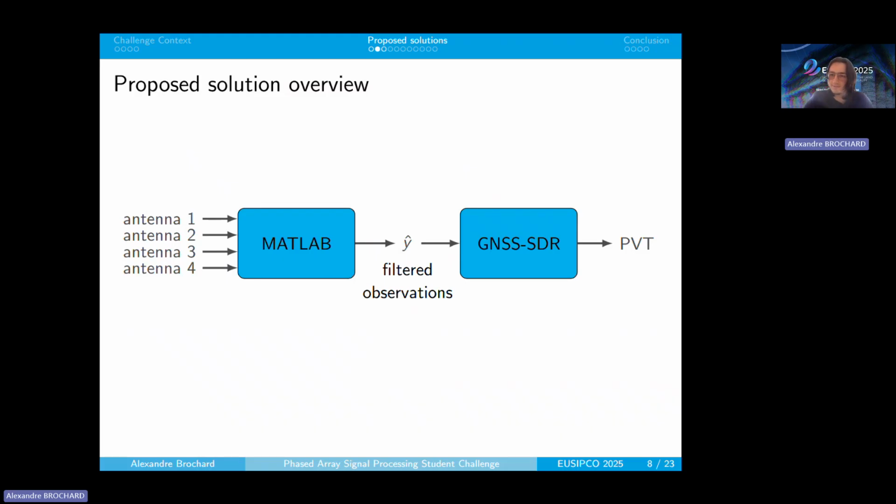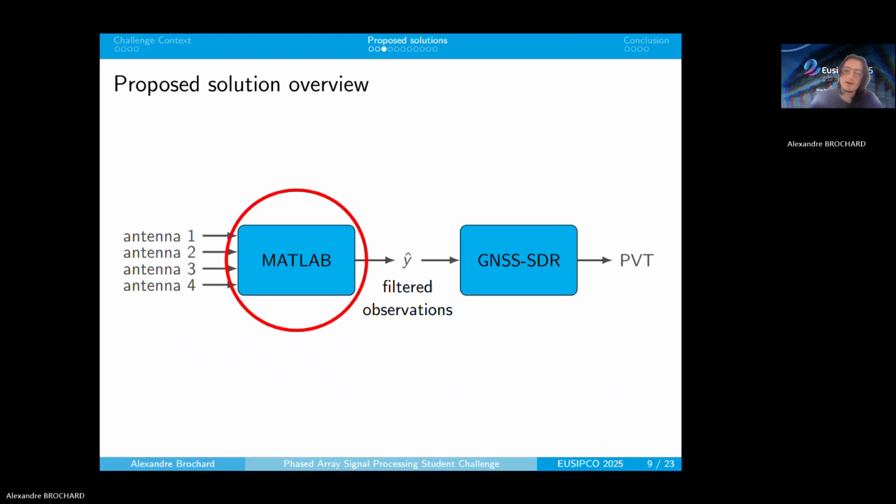We are going to process the dataset with MATLAB, and then in output we are going to have some filtered observations. We are going to use those filtered observations and feed the GNSS-SDR with them to try to compute the true position of the GNSS receiver. So in this presentation, when I present the offline and the online parts, I'm going to focus mainly on the MATLAB part.